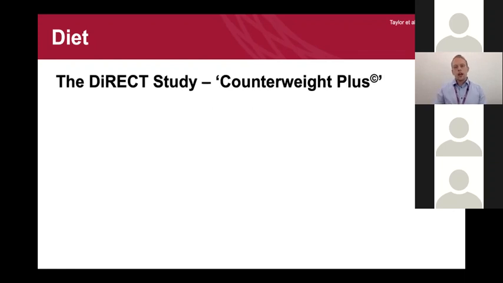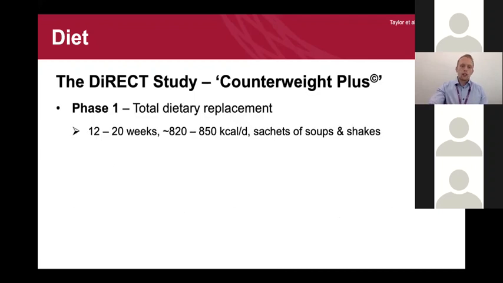So the intervention group followed what's called the Counterweight Plus program. So this program split into 3 different phases. So within the first phase, it's a total dietary replacement phase. So this is replacing normal meals with sachets of soups and shakes that total about 820 to 850 kilocalories per day. So you can see that that's a very low amount of calories for someone each day. And this phase lasted between 12 to 20 weeks, depending on how quickly weight was lost.